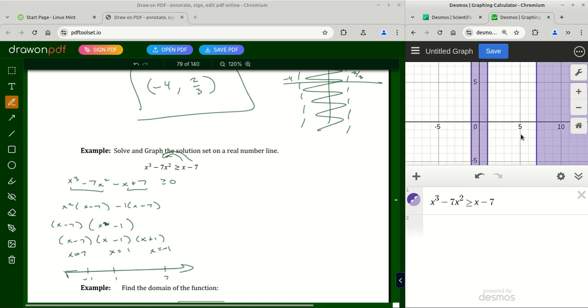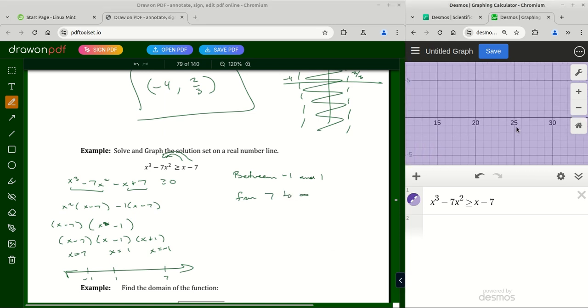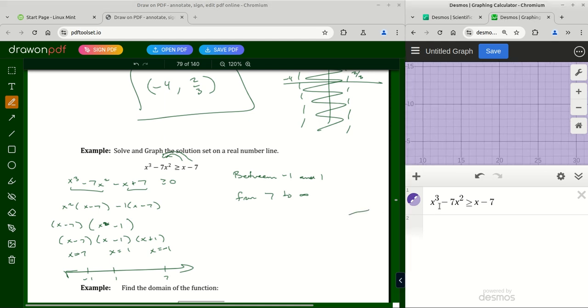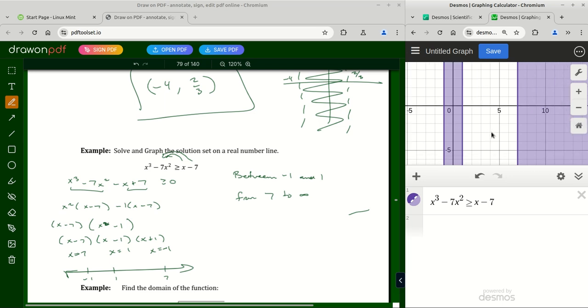So I got my numbers, and I want the shaded regions. So it says that it's going to be between -1 and +1. And then from 7 to infinity, right? Because this right here, that's 7. And see how it goes off to infinity? Whoa. That was my stylus. I'm sorry. So anyways, how do I translate that?